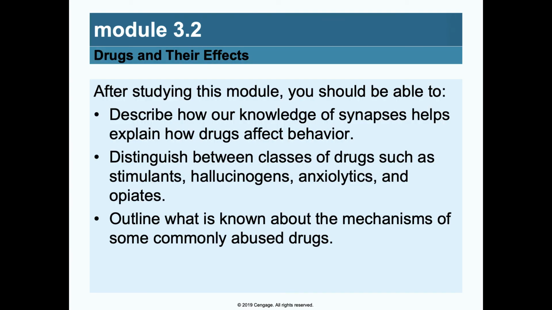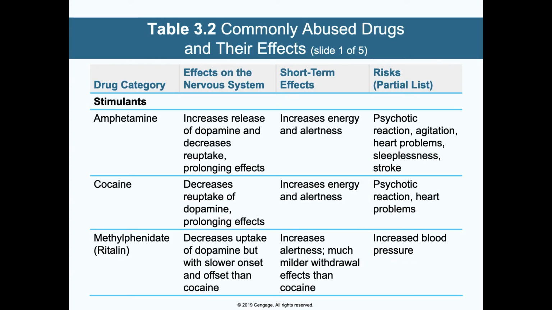Okay, module 3.2 moves on to basically certain drugs and their effects on synapses and what we were just talking about with the axons and neurons. And then you have 5 slides of commonly used drugs, how they affect the nervous system, then the short-term effects, as well as risks, or a partial list of risks. There could be more.